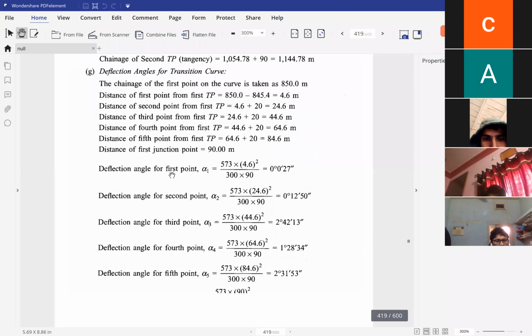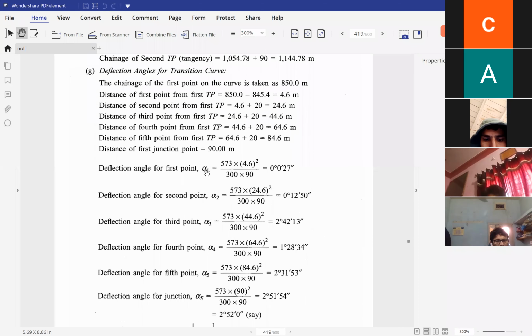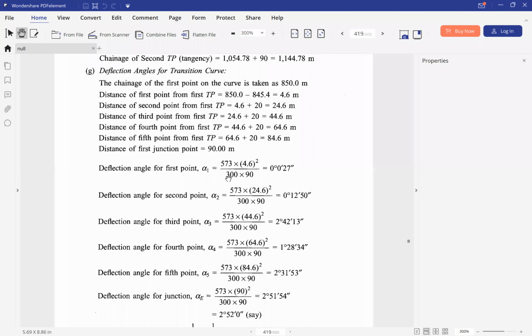Now the deflection angle for the first point, alpha 1, will be equal to 573, that is part of the relationship, into small l squared. Now small l is the length of the segment. For the first segment it is 4.6 squared divided by capital R into capital L. Capital R is the radius, that is 300, and capital L is the length of the transition curve.